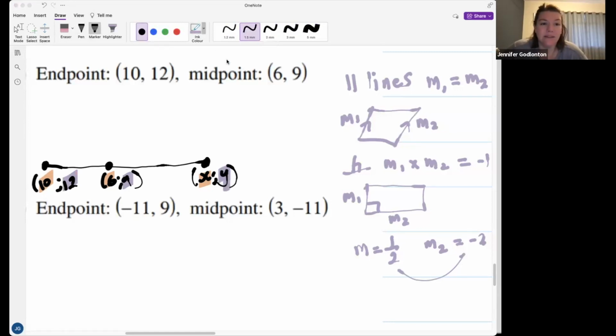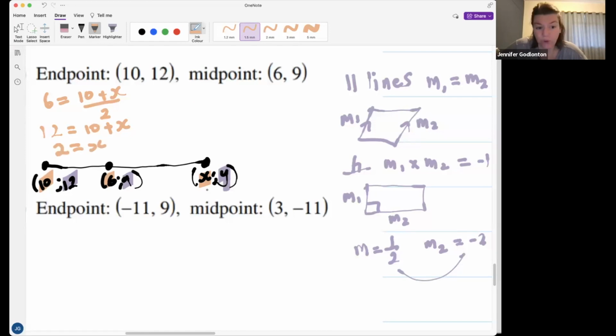Just going to start writing the first one up on the board. Yes, I can. Let me first go through this one. So we're going to have 6 is equal to (10 plus x) over 2. 12 is equal to 10 plus x, which means x is going to equal 2. So we've got our one point. And then let's work out our next point. We're going to say 9 is equal to (12 plus y) over 2. 18 is equal to 12 plus y, which means y is equal to 6.